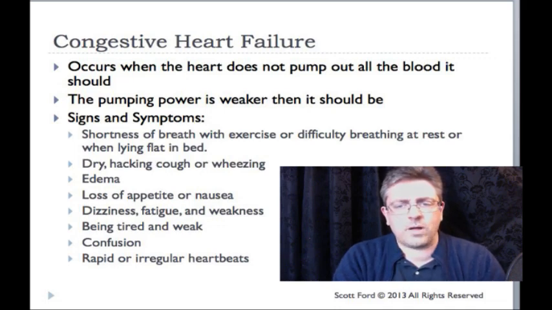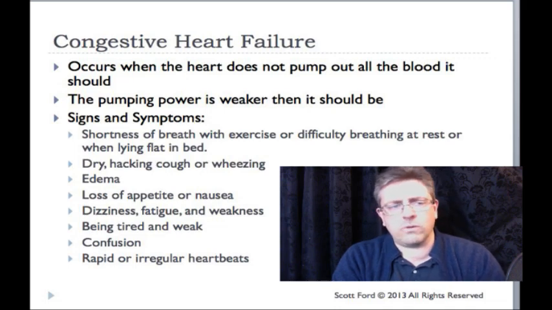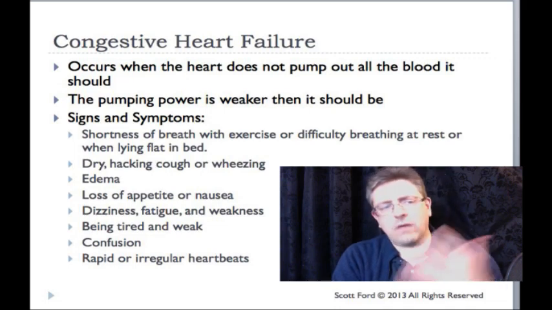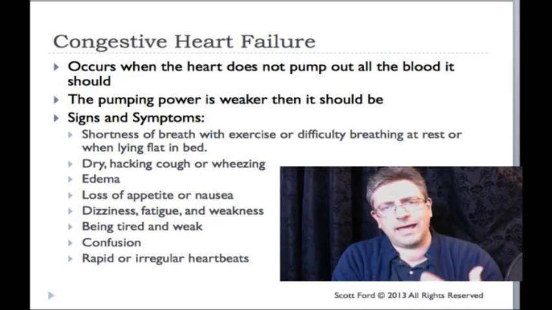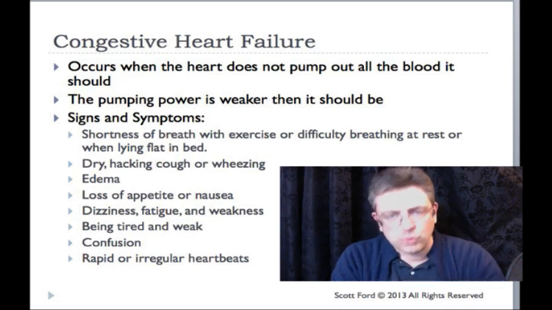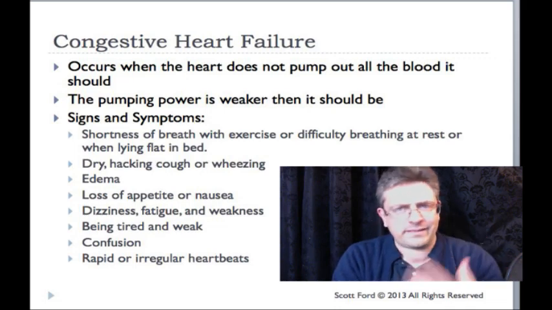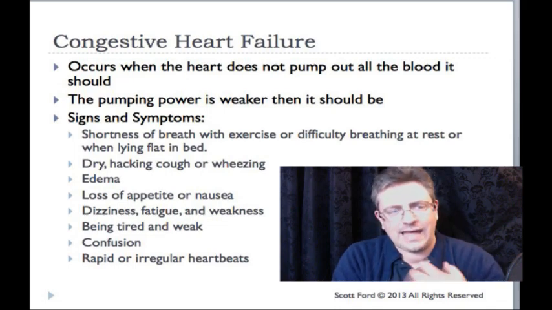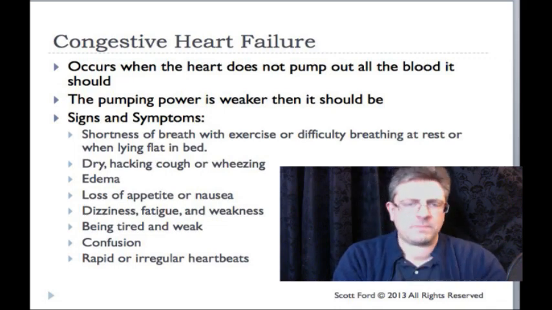It occurs when the heart does not pump out all the blood it should. What occurs here is the heart's just not getting out all the blood. It's having some remaining blood. It's not moving it. The pump is failing. The pump is weaker. It's not getting out what it needs to get out. The pumping power is weaker than it should be.